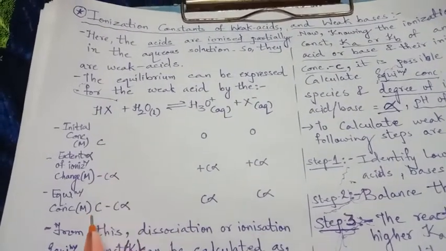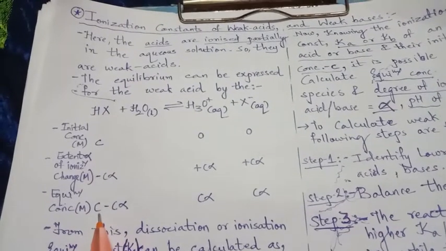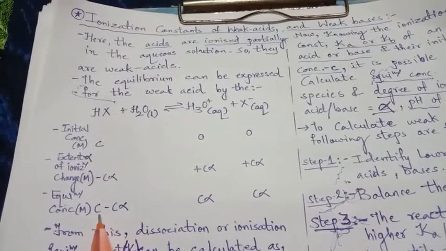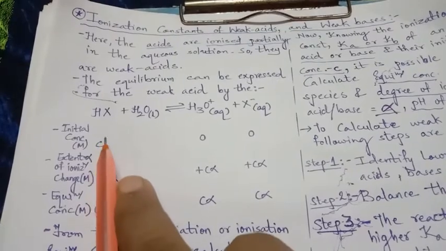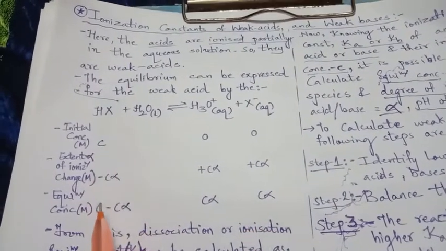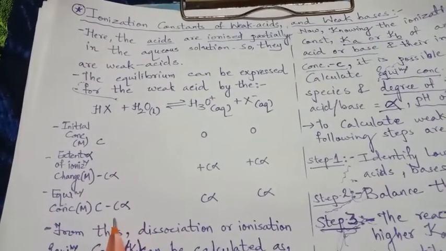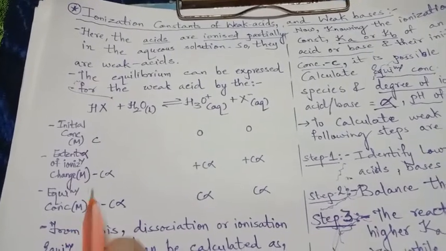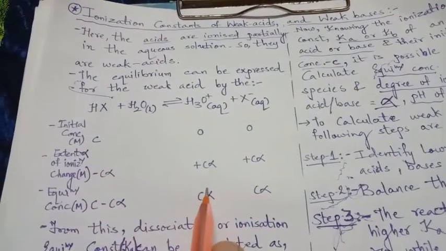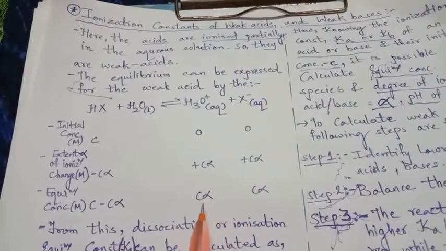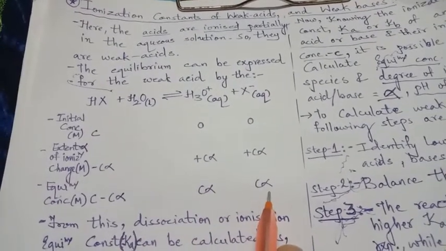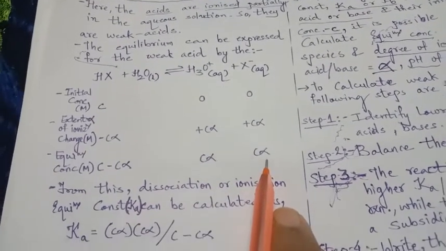So now at the equilibrium, what will be the concentration at the end? At the equilibrium, initial concentration C minus C alpha will be the equilibrium concentration of the reactant, and here 0 plus C alpha, so C alpha will be the equilibrium concentration.